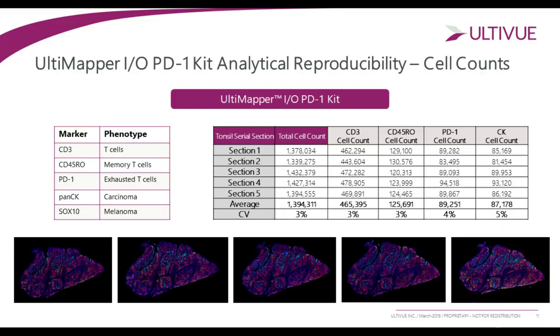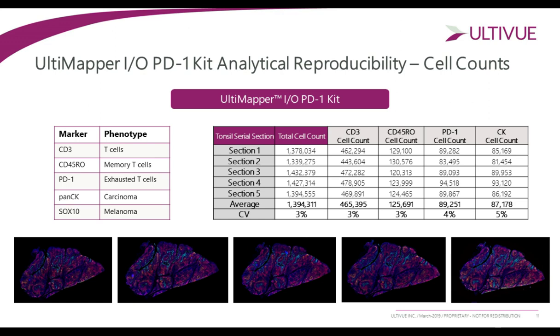Just having simple workflows and a kit that's ready to use and pre-optimized is a big benefit. That in itself is incredibly valuable. But one of the other things that we take extremely seriously here at Ultivue is our analytical reproducibility. That is, how robust are our assays, and how can we make sure that our assays are performing at the upper echelon of what's available on the market today.